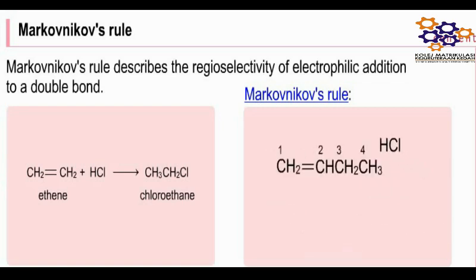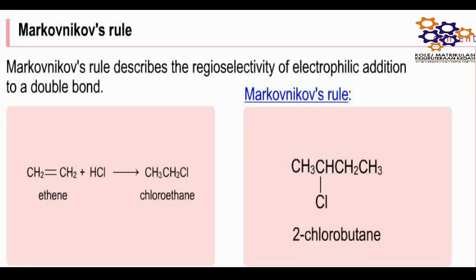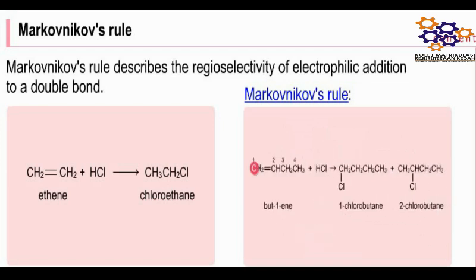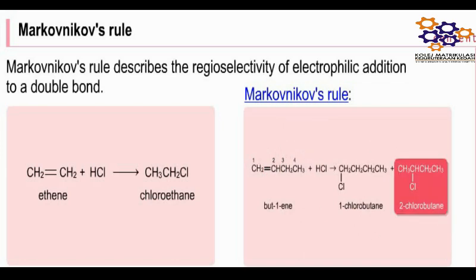During the addition of hydrogen chloride to the double bond between carbon-1 and carbon-2 in but-1-ene, the hydrogen atom from the hydrochloric acid molecule adds to carbon-1 because it has a larger number of hydrogen atoms than carbon-2. This explains why the major product is 2-chlorobutane and not 1-chlorobutane.